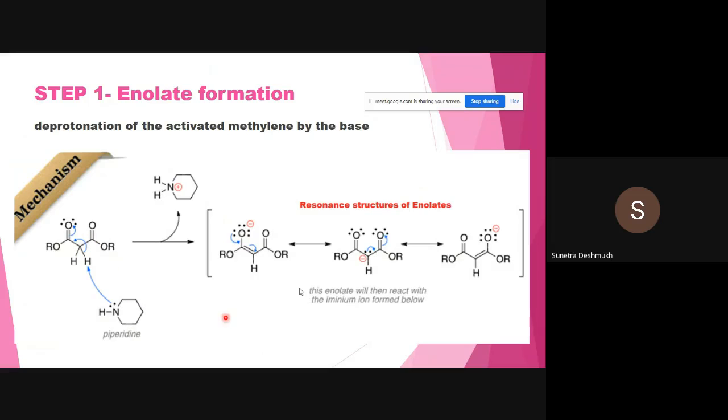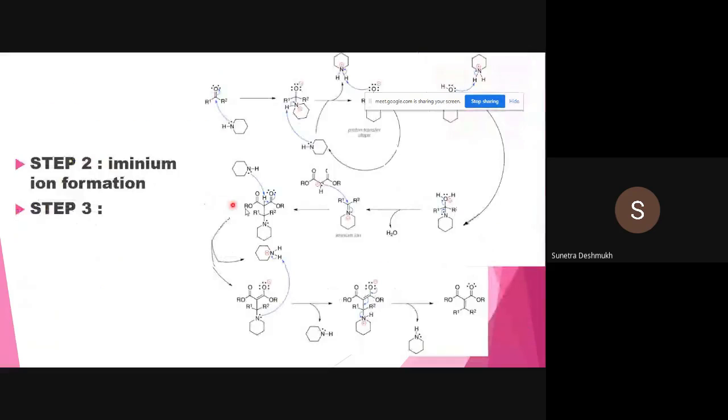Why is this compound highly reactive? Because the carbanion generated from this active methylene compound is highly resonance stabilized, and due to resonance stability, this carbanion is getting stable. And due to these three structures, it makes this starting material highly important as a starting material in different types of reactions. Okay, so the first step is the formation of enolate by reaction between the active methylene compound and the base piperidine.